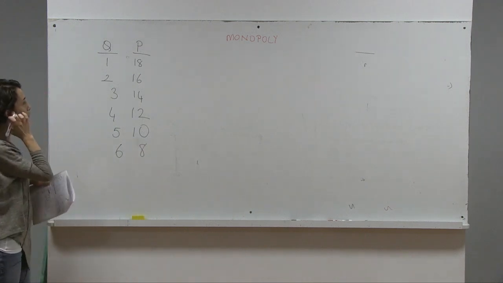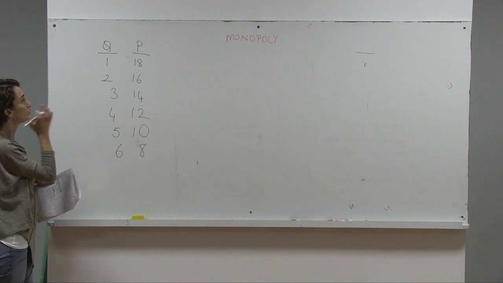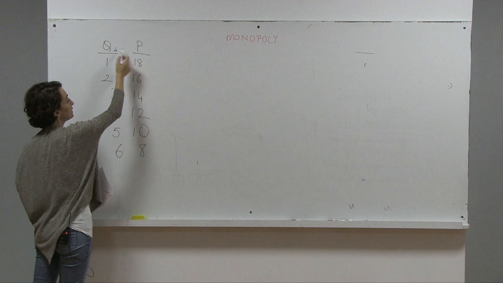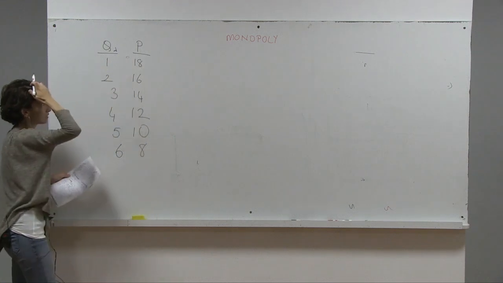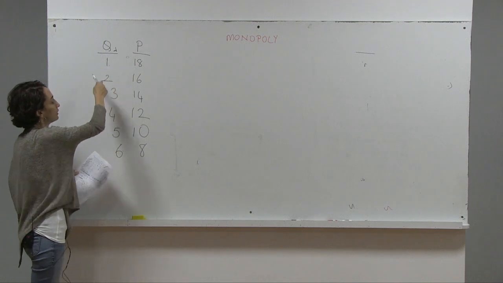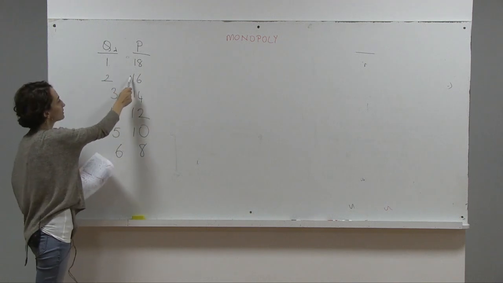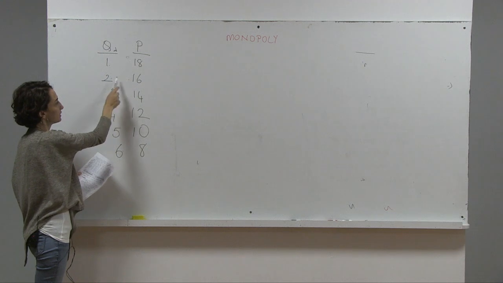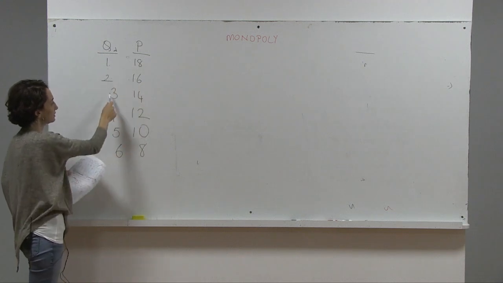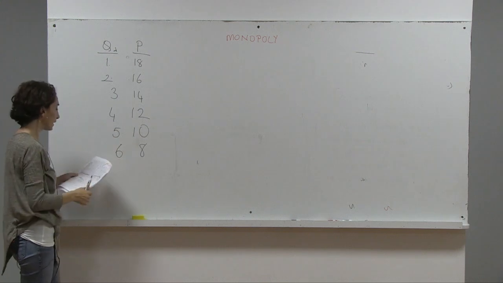Okay, so what do you see here? I'm giving you the demand curve. So these are quantity demanded at each price in this sector. If price is 18, there is only one demanded. If price is lower, quantity demanded increases. So price going down here and quantity demanded is going up.